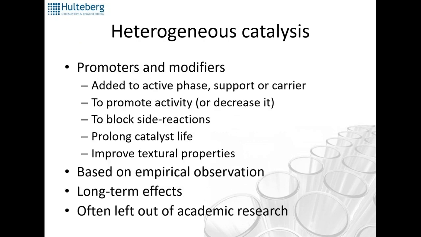In addition to these three main components, we can add promoters and modifiers, which we add to the active phase, to the support, or to the carrier. And the purpose of adding these, and the addition can be as low as 0.1 to 1 mole percent of the active phase, for instance, is to promote activity. We can also decrease activity in some cases if we want to avoid hotspots. It's to block side reactions, so improve selectivity. It can be to prolong catalyst life.